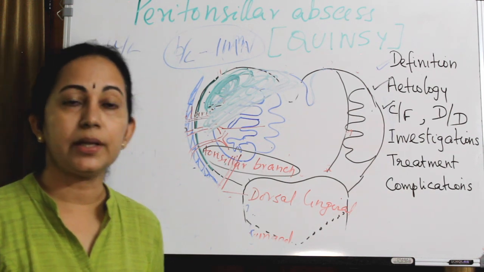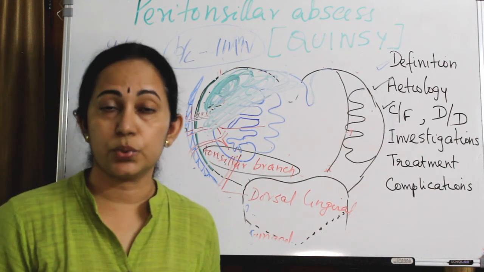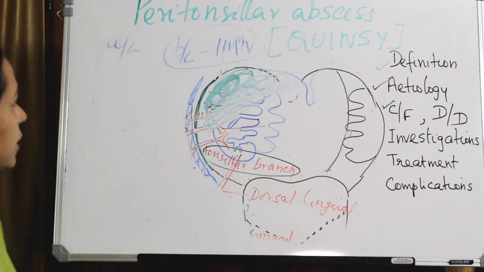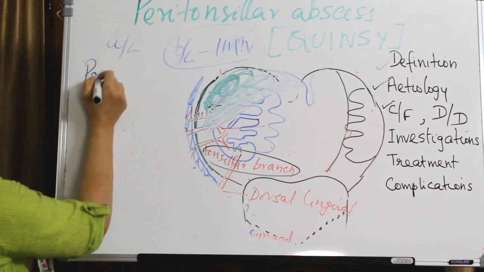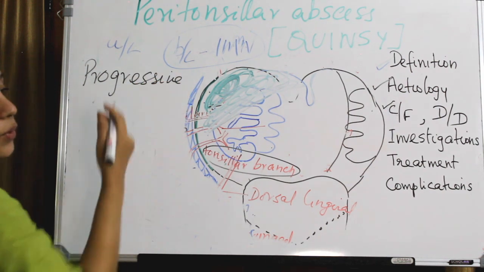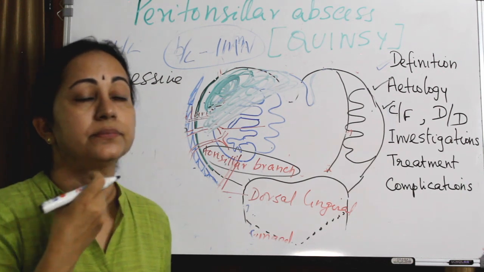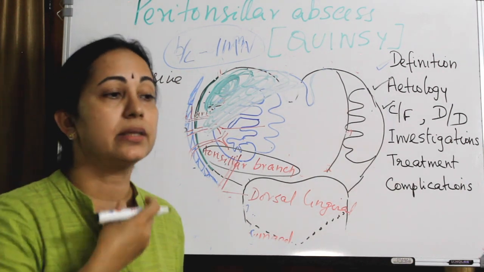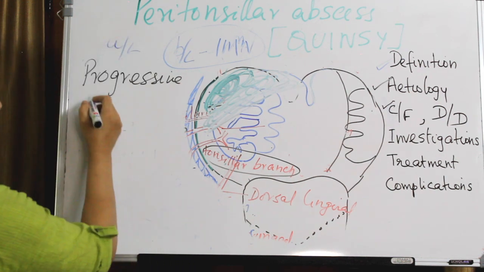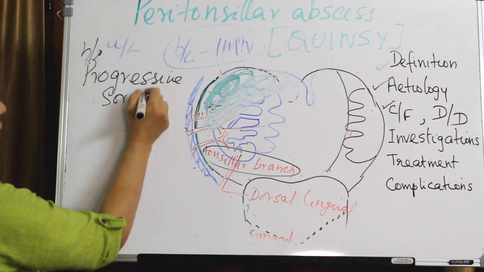Symptoms. The first is, this is not happening all of a sudden. So it is actually a progressive history, isn't it? A slowly progressive or gradual history. What will be the first symptom? There will be sore throat. Okay, anything happening in the oropharynx, the first thing will be pain or sore throat. So there will be a history of progressive sore throat.